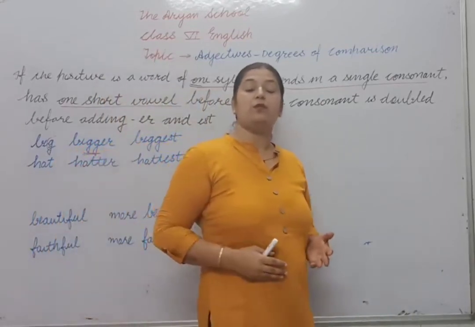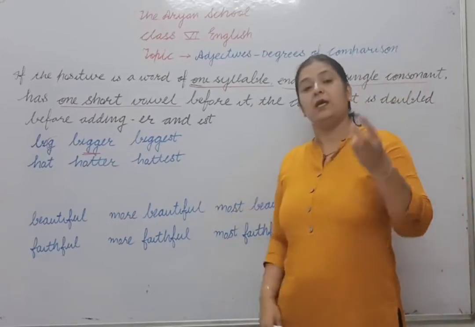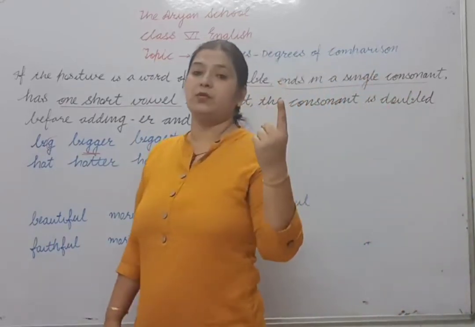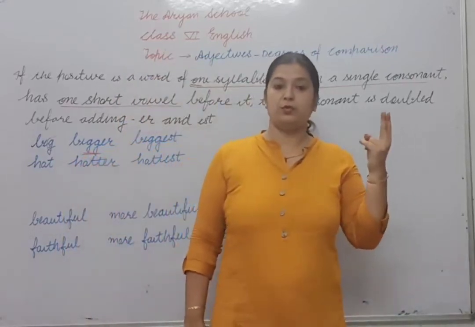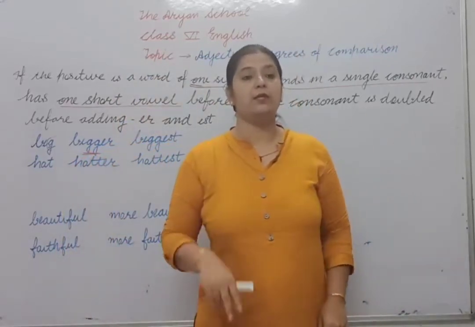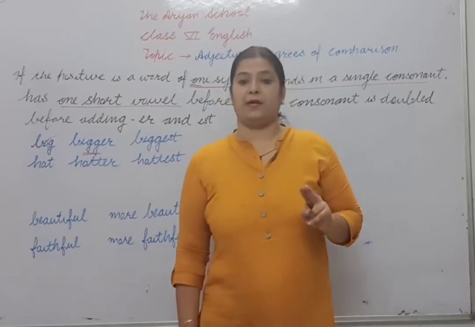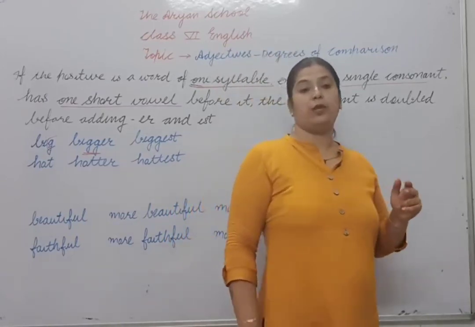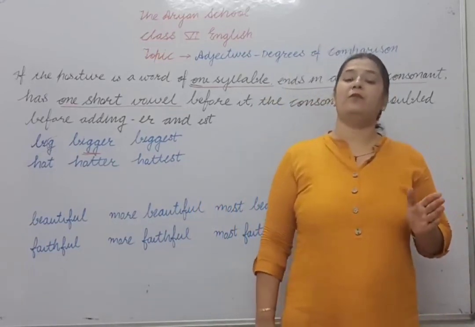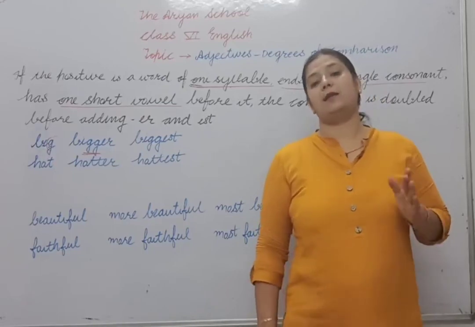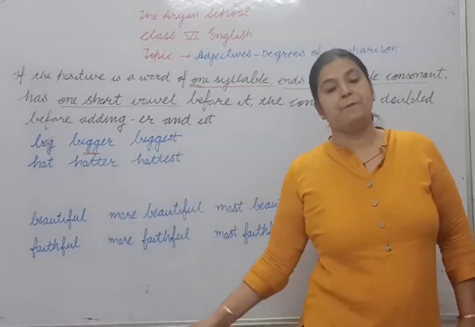Students, today we have understood what the degrees of comparison are. Three degrees are there. Positive degree, no comparison is there. Comparative degree, used for comparison between two things, and superlative degree, more than two. Right? Comparisons of more than two things and two persons, that is called superlative degree, and we generally use it by adding ER, EST, more, most, according to the rules that you have understood today.